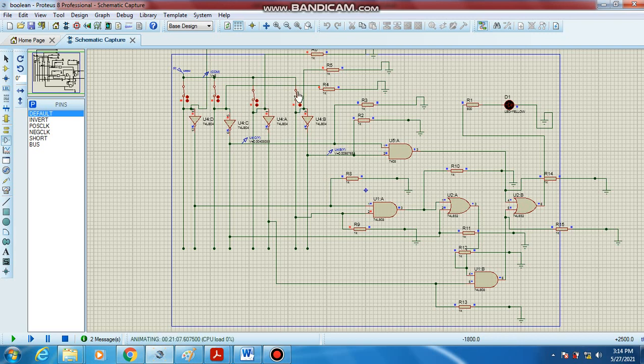Now for each condition, let me check what happens to my output. For sample conditions, first one, all the inputs are 0. When the switch is open, it means that the input is 0. You can see that across every IC input, I'm connecting a resistor. This is a protective resistor put across every input of your logic gate. This is my LED, light emitting diode, and the current limiting resistor is put in series with it. Now when all the inputs are equal to 0, your LED is glowing.